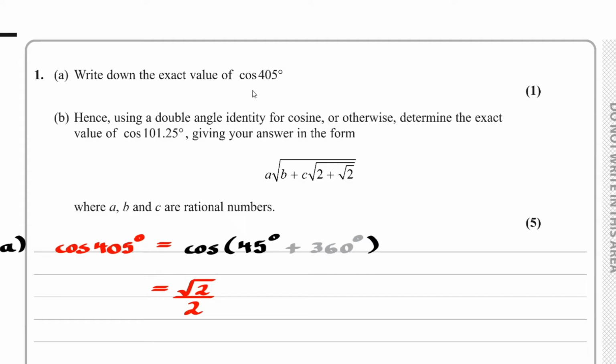Now let's think about the link between the 405 degrees and the 101.25 degrees. If I halve 405 degrees, I get 202.5 degrees, and if I halve 202.5 degrees, I get 101.25 degrees. So it makes sense for me to use the double angle identity for cosine.